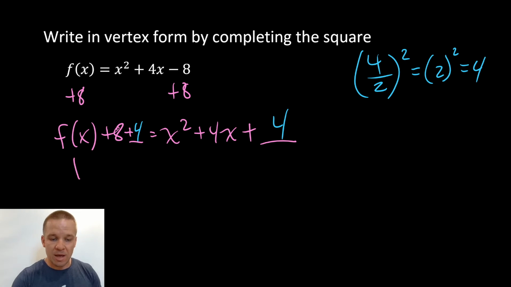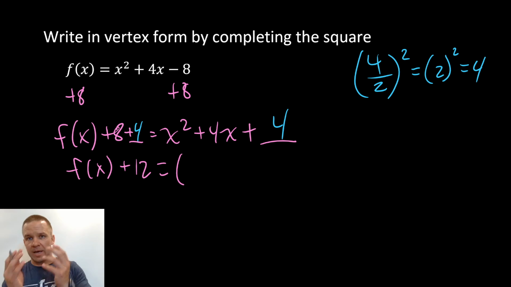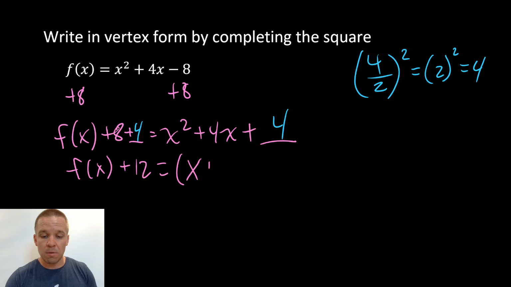Now I have f of x plus 12 equals, and I can factor x squared plus 4x plus 4 into x plus 2 times x plus 2. 2 times 2 is 4, 2 plus 2 is 4. So I'm going to have x plus 2 quantity squared.